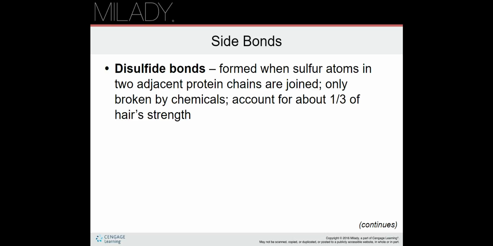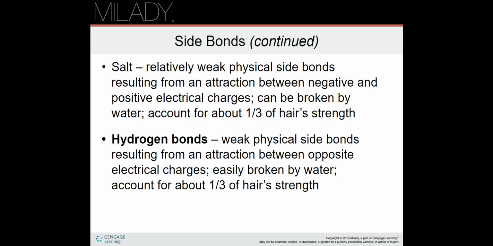Then we have disulfide bonds. So those we talked about earlier, they are formed when sulfur atoms in two adjacent protein chains are joined. They are only able to be broken by chemicals. They account for about a third of the hair's strength. So when we're doing chemical texture services, we want to break these bonds down, okay?